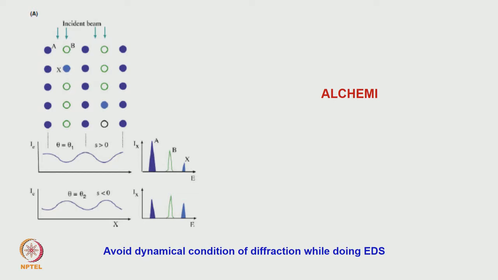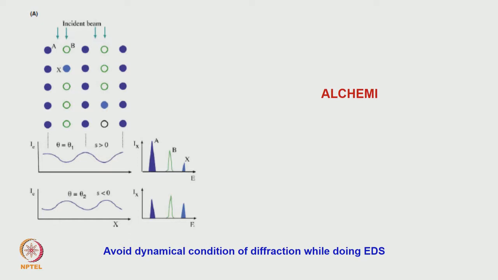That is what is being shown here, with theta equals theta 1, where S is greater than 0. You can see the peaks corresponding to element A and element B, and their intensities. And when S is less than 0, you can see that the peak height has changed in another direction. Using this information, we could identify which position the atom is occupying in the lattice. This is called atom location by channeling enhanced microanalysis.